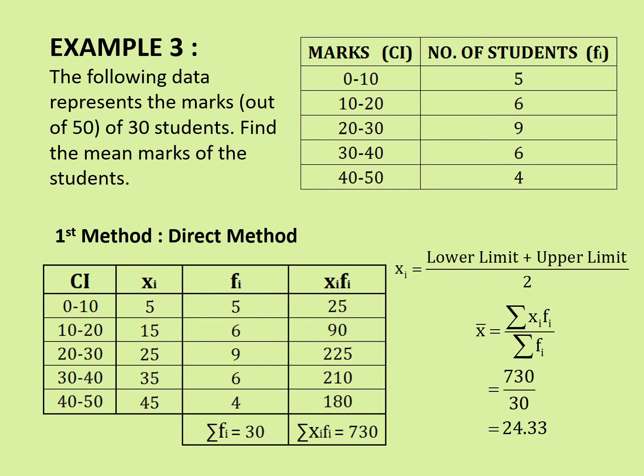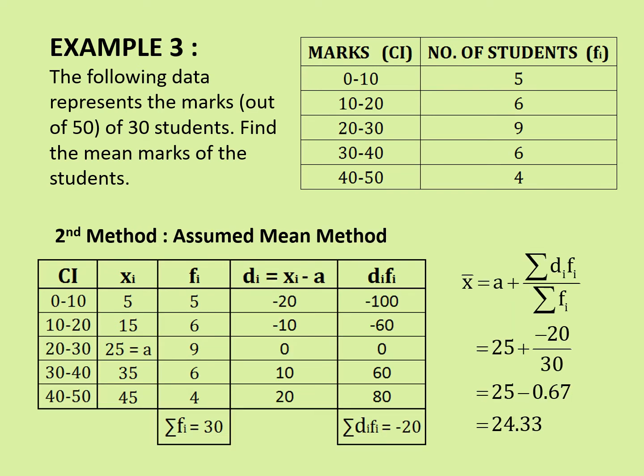Now let's consider the same example for the second method. Second method is assumed mean method. In assumed mean method, the first step of finding the xi will remain the same. In the second step, instead of calculating xi fi directly, we will be assuming any value from xi as our assumed mean. So here we have considered 25 as a. So for finding di, we will be subtracting a from each of the xi. So like 5 minus 25 we get minus 20, 15 minus 25 we get minus 10, 0, 10, 20 and so on.